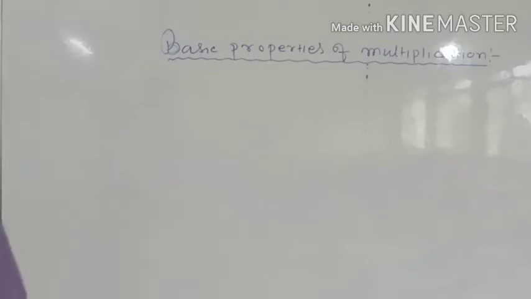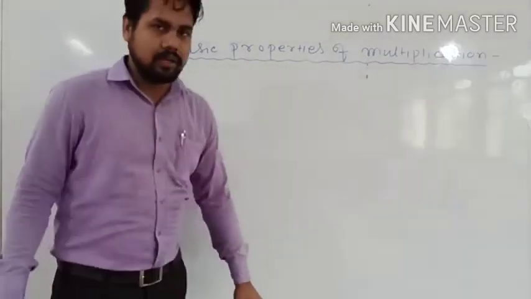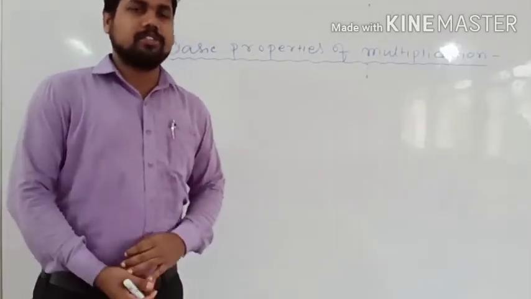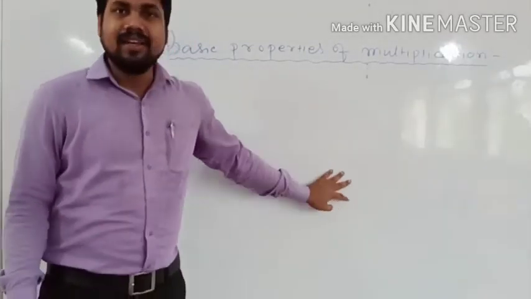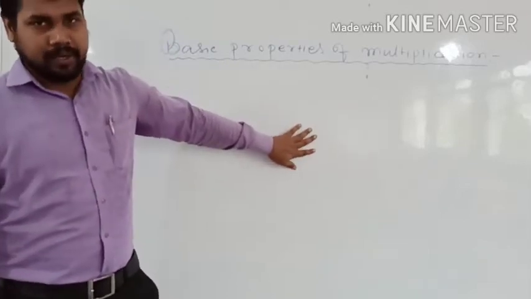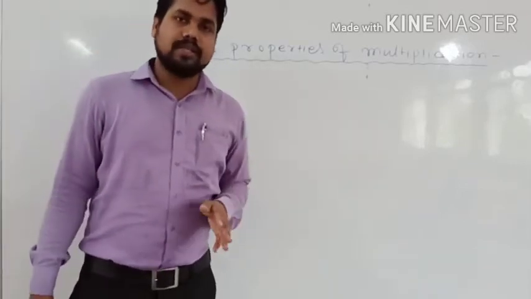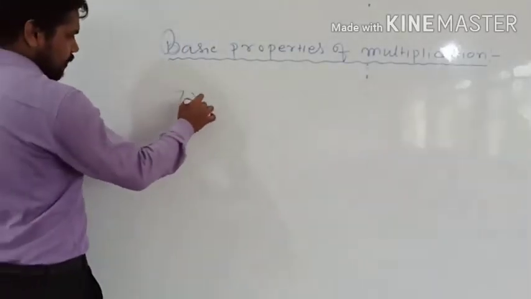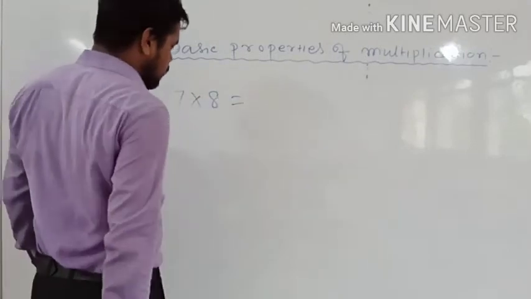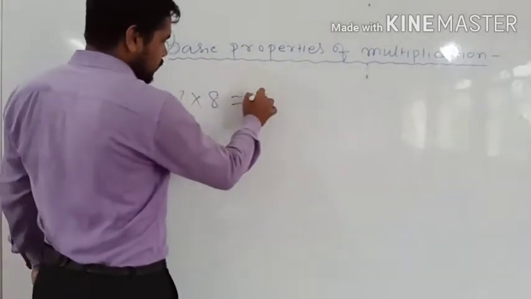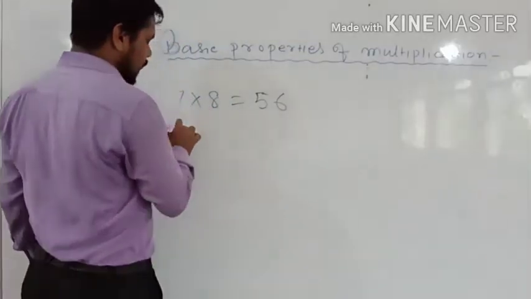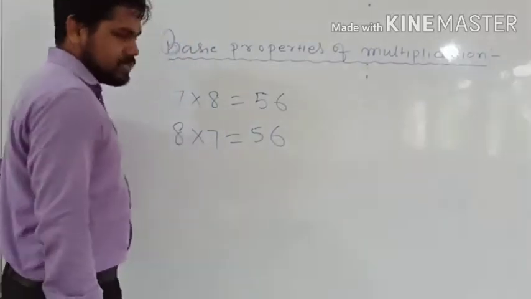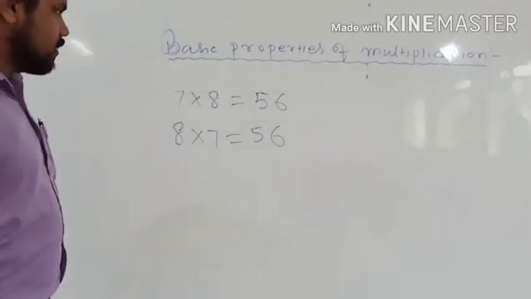Now we will see some basic properties related to the multiplication. Okay, so which are the basic properties related to the multiplication? In case of multiplication also, as like addition, the order of number doesn't matter. So if you multiply by any order, the product will be same. For example, you are multiplying 7 multiply 8. So we know 7 8 are how much? 56. So if you multiply 8 multiply 7, this will also be 56 only.